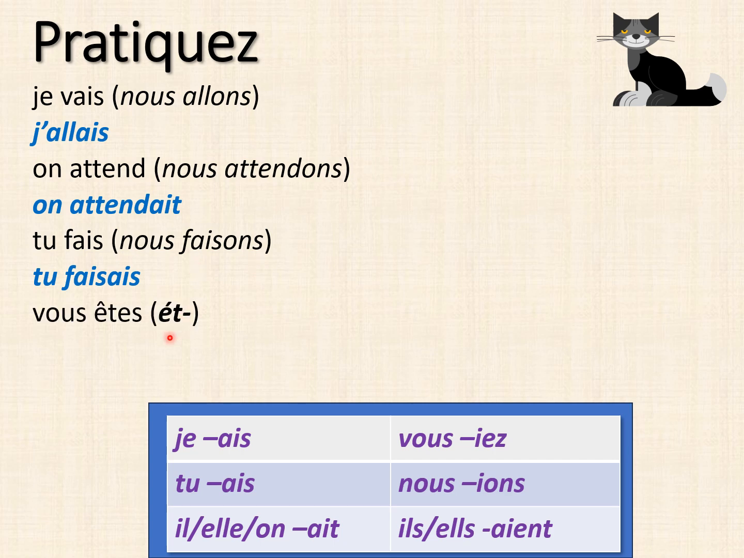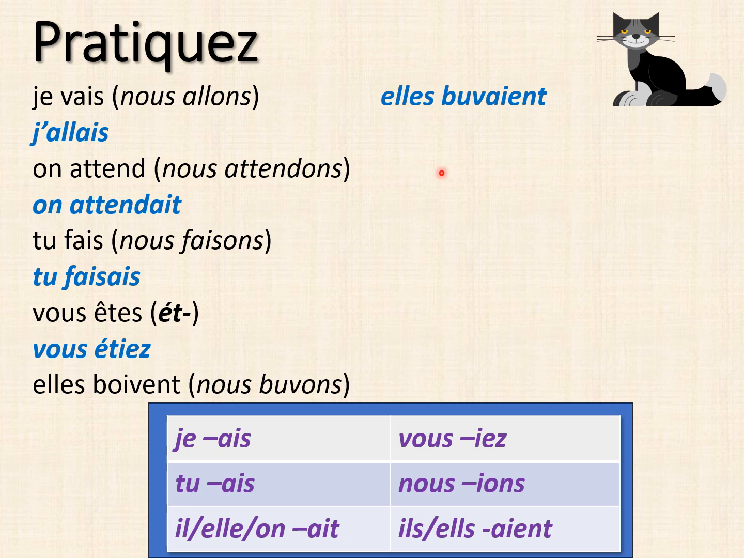Vous êtes, this is the only irregular verb, so you would add the ending, vous étiez. Elles boivent, they drink. Now remember here, the present tense nous form for boire is buvons. Take off the O-N-S, so you would say, elles buvaient. Elle buvait. Je finis is the present tense, so nous finissons. Take off the ONS and add the ending. Je finissais.